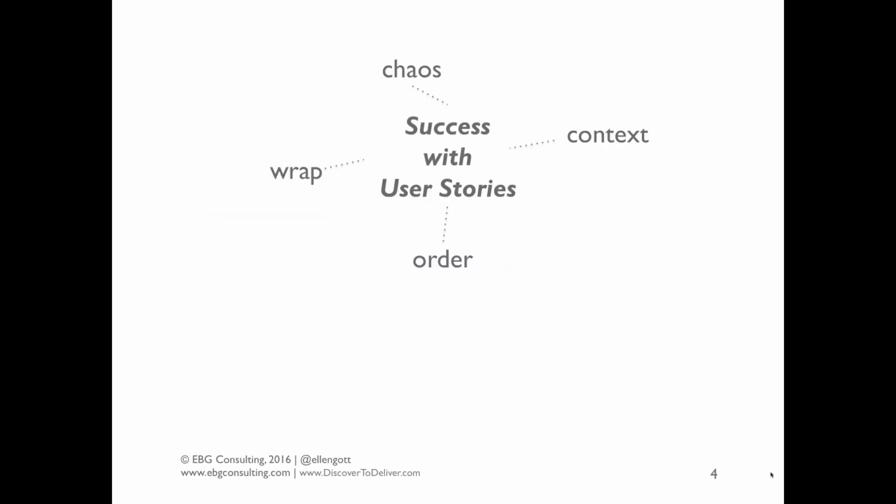Okay, so here is this mind map that shows the agenda, and I'm going to read it clockwise, if you will. At 12 o'clock, we're going to start talking about chaos, the chaos that we see related to user stories, and see if you can relate to some of that. Set the context for user stories. Then we're going to talk about how to move from chaos to order, and then wrap up. And we'll have some time for Q&A, and we're also going to have a couple of polls.